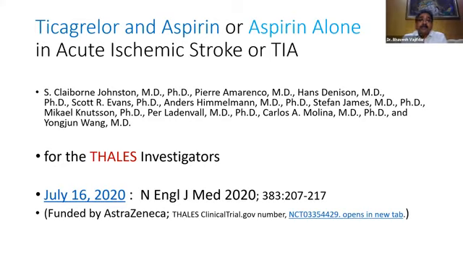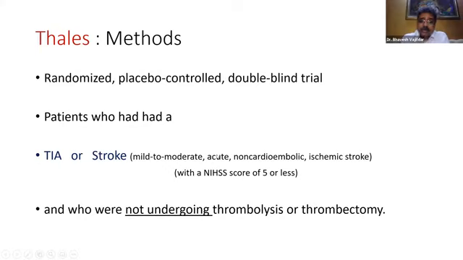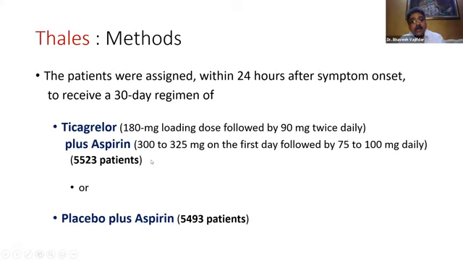Then coming to a slightly different role of antiplatelet therapy, this is in patients with stroke. So here, this is the THALES trial, which was again released in July in the NEJM. It took patients who had a stroke or a TIA. Mind you, these were patients with a very mild stroke, not a very severe stroke. So patients with a mild stroke, NIH score less than 5, or a TIA. These patients were given either ticagrelor plus aspirin or placebo plus aspirin. So the standard of only aspirin, or addition of ticagrelor.